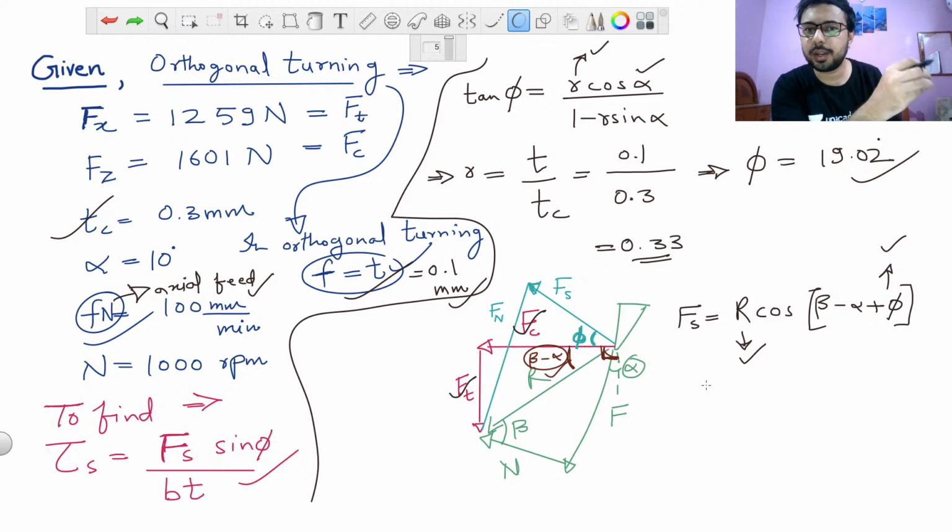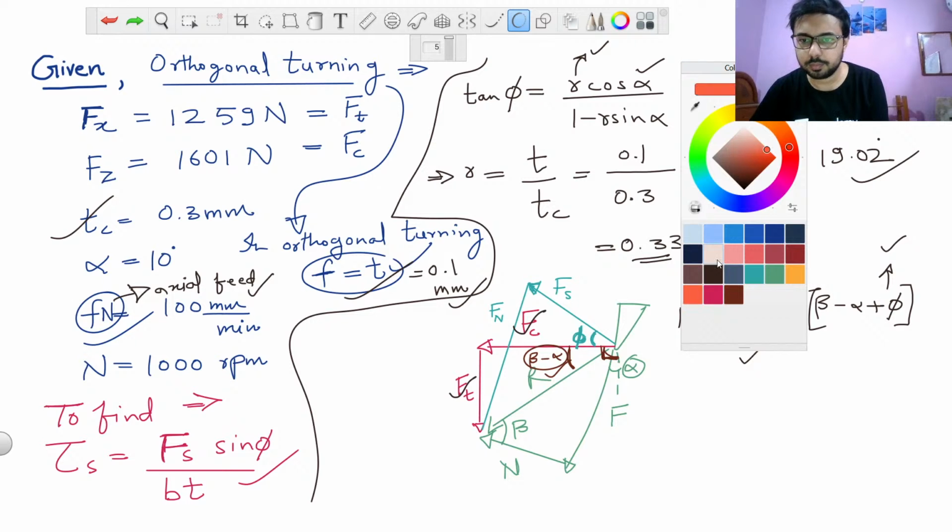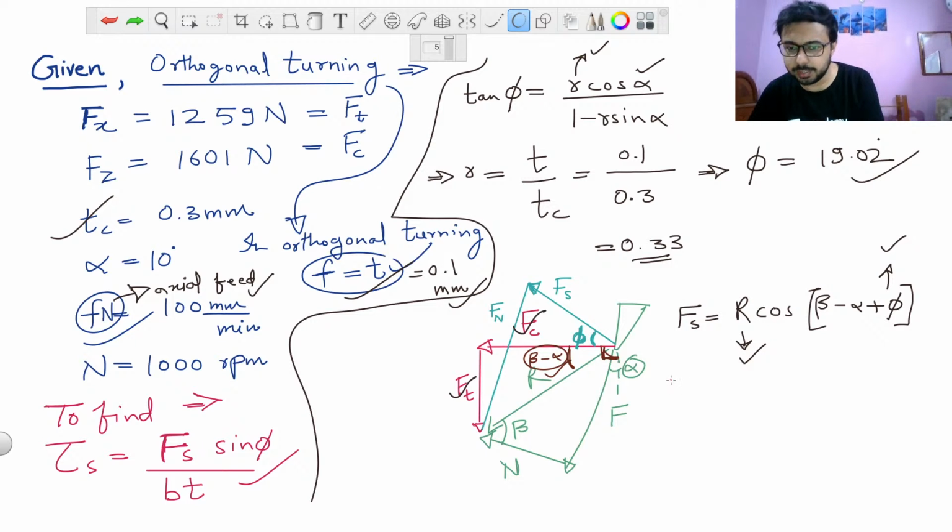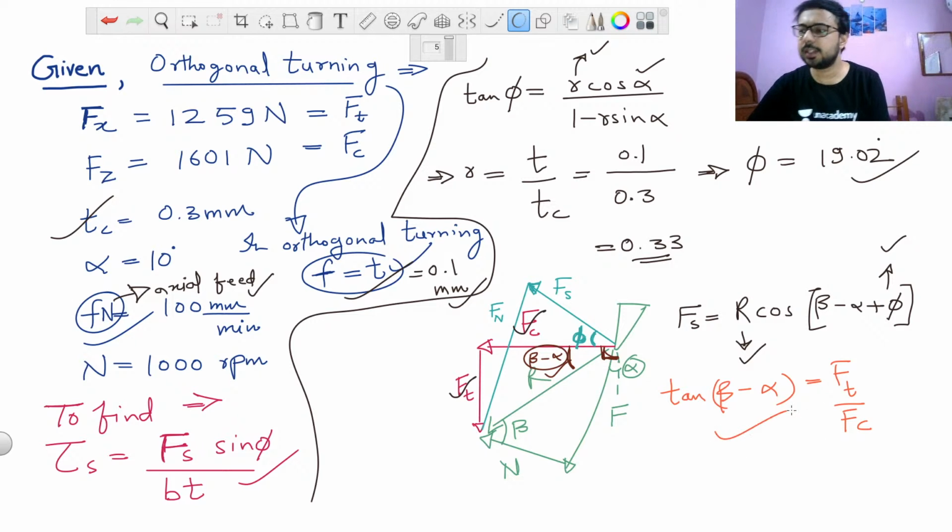You just have to remember it. You don't derive it, don't take it lightly. Just remember this formula, that is tan of beta minus alpha is equal to Ft by Fc, and you can see how we came to this equation by seeing the figure.